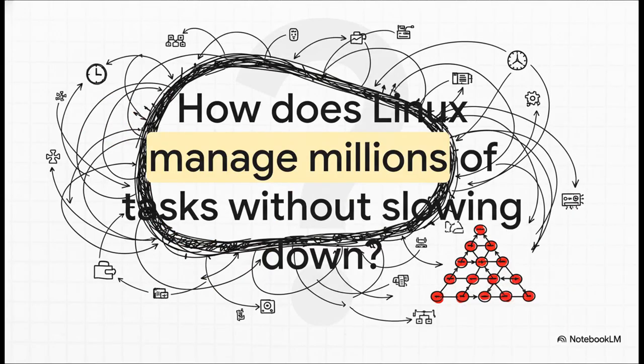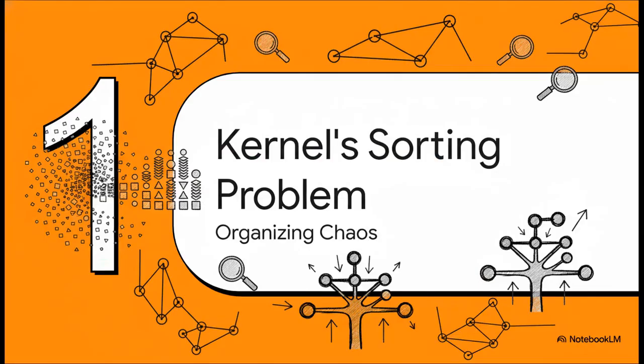So let's just start with this massive question right here. At any given moment, a Linux system is a whirlwind of activity. It's juggling millions of different tasks, managing all your apps, your files, memory, network connections, all at the same time. So how on earth does it keep up with all that without just completely grinding to a halt? Well, the secret really lies in solving what you could call the kernel's ultimate sorting problem.